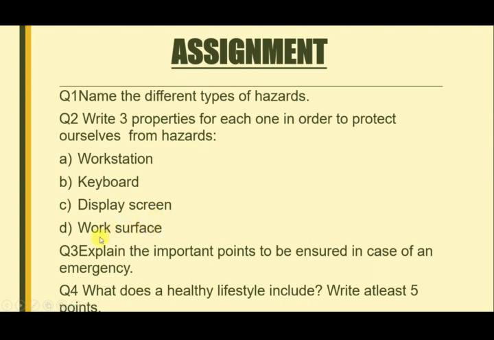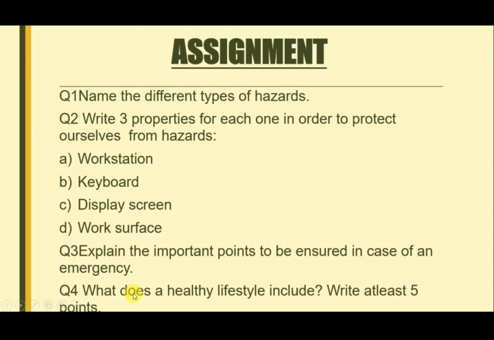Okay. And now the third question says, explain the important points to be ensured in case of an emergency. In case any emergency happens at your workplace, what should you do? You have to write down the names of the 4 points as well as explain them. This we have discussed. Then next we have the fourth question.